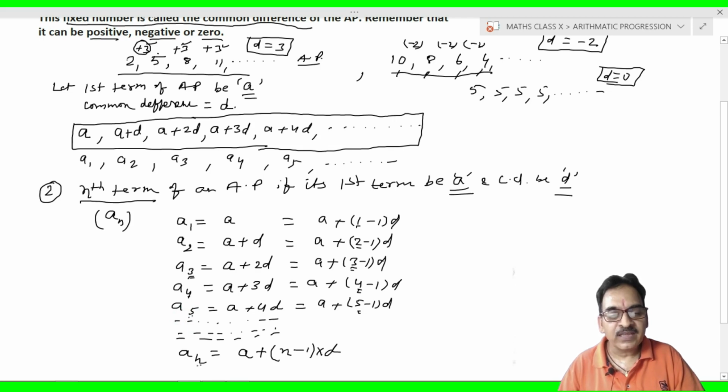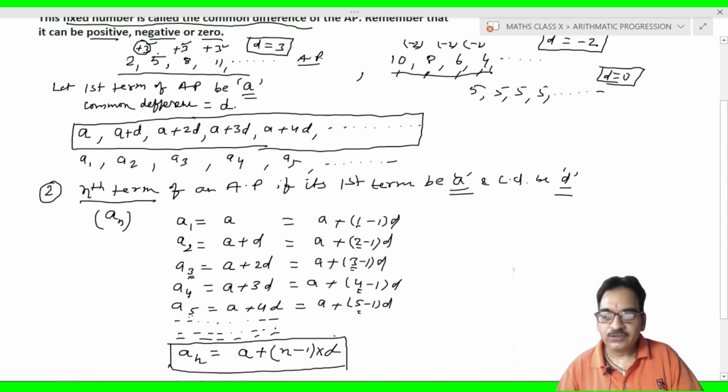Here also we have to find an, the a plus n minus 1 into d. So this is your general formula to find the nth term of an AP. Okay, so this is a very important formula for this topic. I hope understood. This is the first important formula to find the nth term of an AP.